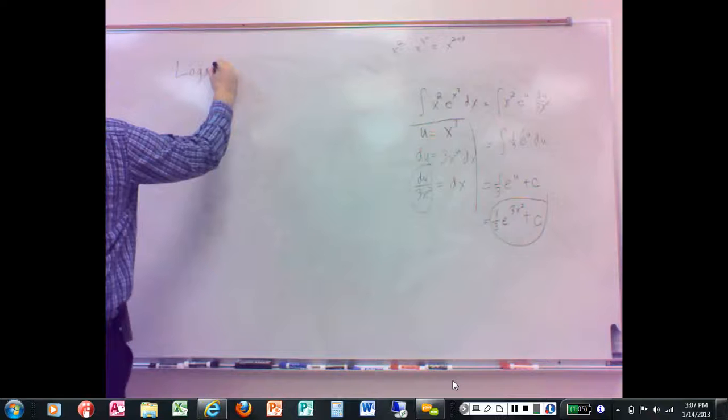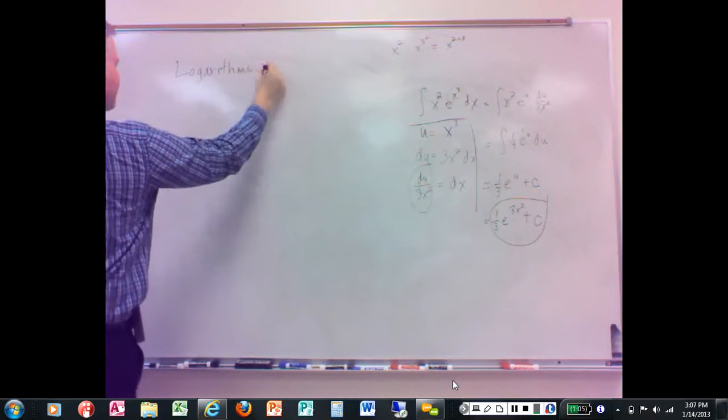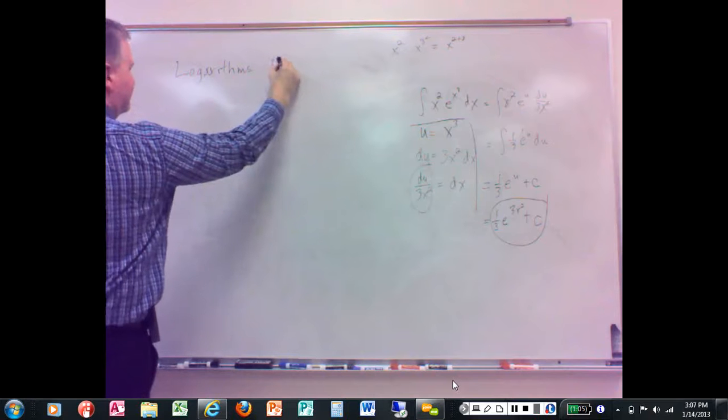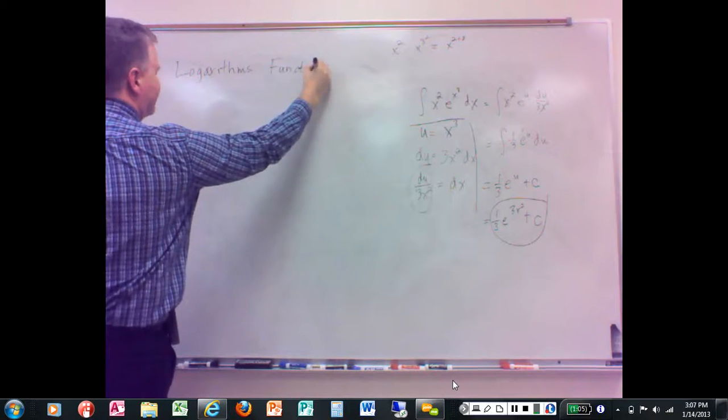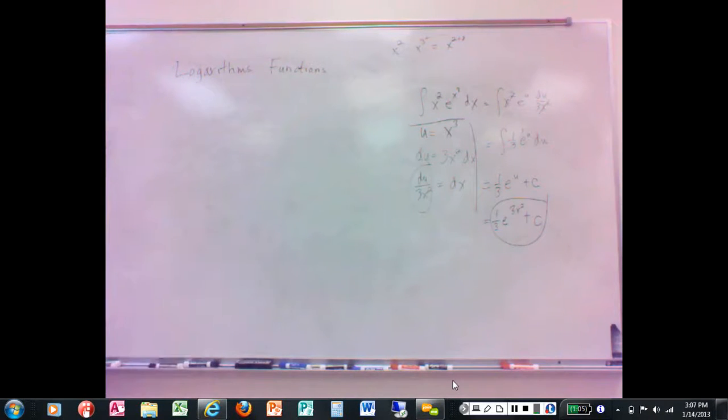All righty then. Enough of these exponentials. Let's go logarithms, which is something we didn't do either in Calculus 1. Well, just a real quick reminder of a logarithm.